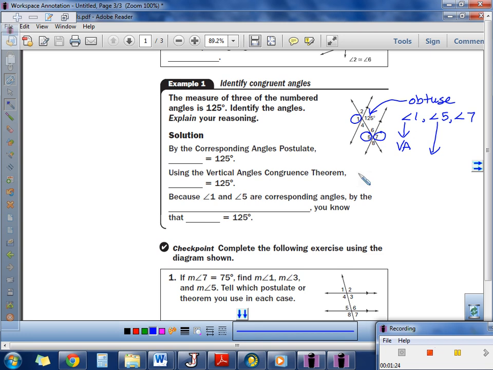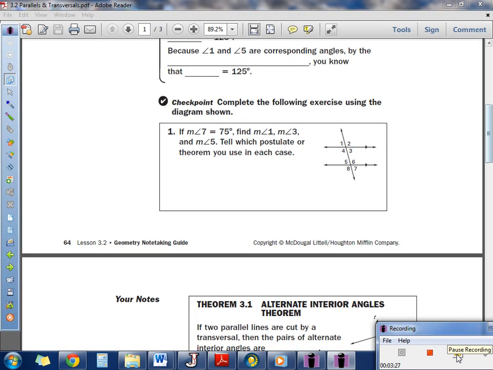They are not corresponding angles. They are alternate interior angles. These are words from yesterday. Alternate interior angles will be the same size. Why is 7 the same size? That's corresponding. Write out the word please. Good job. Once again, I'll give you a little bit of time on this checkpoint, see what you can do.